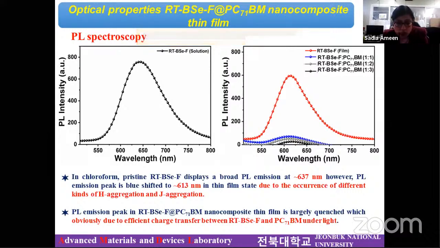630 nanometers, which is probably due to the aggregations, H aggregation or J aggregation. Whereas the beauty which we have observed here for the nanocomposite films is that the peak has shown a quenching. This quenching is definitely due to the synergic effect of both the materials, that means the effect which has come out from the synthesized molecule and also the contributing effect from PCBM.